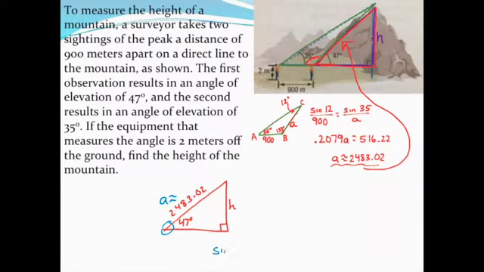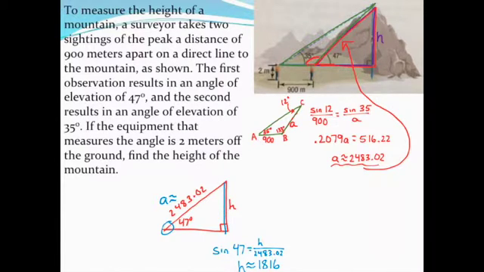So I'm going to say the sine of 47 degrees is equal to the height, not the hypotenuse, the height of the mountain, the opposite side, over the hypotenuse, which is 2,483.02. Using a calculator to solve this, I find that the height of the mountain comes out to be approximately, if I round to the nearest whole number, about 1,816.